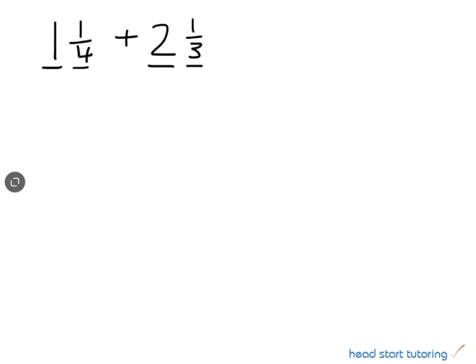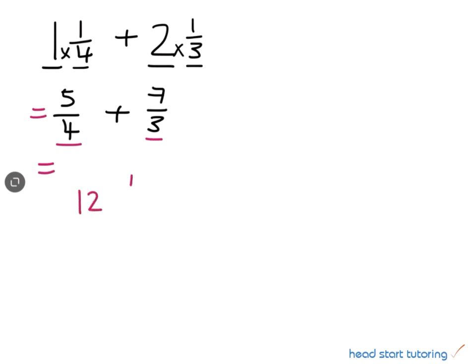So 1 and 1/4 is equal to 1 times 4 is 4 plus 1 is 5 over 4, and then we plus 2 times 3 is equal to 6 plus 1 is 7 over 3. So now we've got 5 over 4, which is equivalent to 1 and 1/4, and 7 over 3, which is equivalent to 2 and 1/3. So we now need to find a common denominator, or an LCM, between 4 and 3, which we will find is 12.